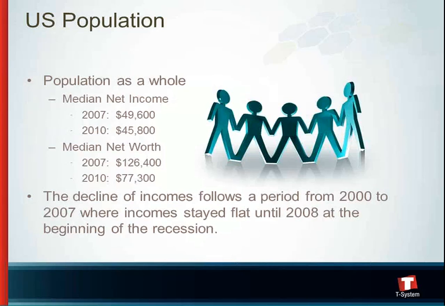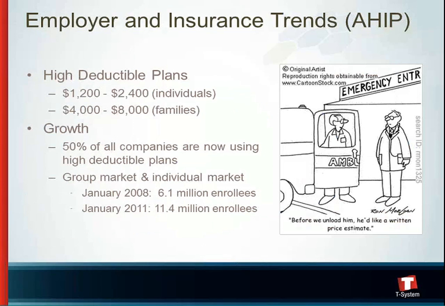The analysts and the economists in the country are reporting that the biggest driving factors of that were housing and retirement, and certainly the decline in housing after the crash in 2008 had an impact. This was coupled with basically flat growth in net income from 2000 to 2007, and then the beginning of the recession in 2008. Why is this important?